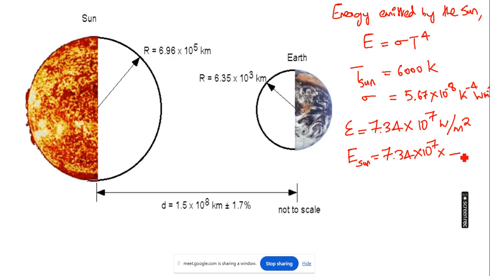4 into 3.14 into r. R is given in the figure. So this is the radius of the sun, which is 6.96 into 10 raised to 5 kilometer. You have to convert it into meter. So the total energy emitted by the sun will be 7.34 into 10 raised to 7 into 4 into 3.14 into r, which is 6.96 into 10 raised to 5 or 10 raised to 8, the whole square.